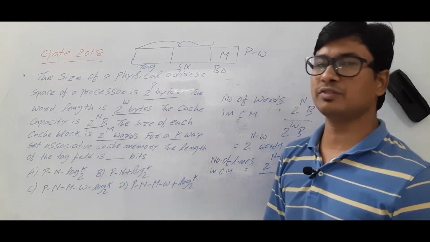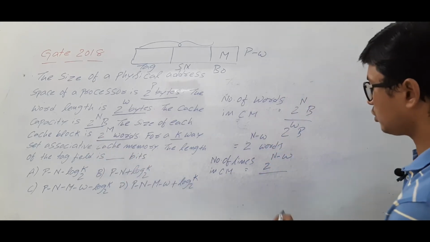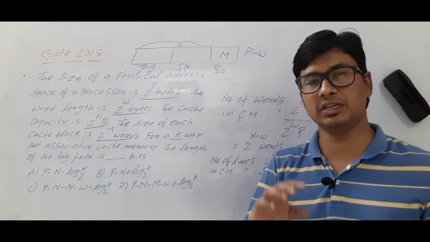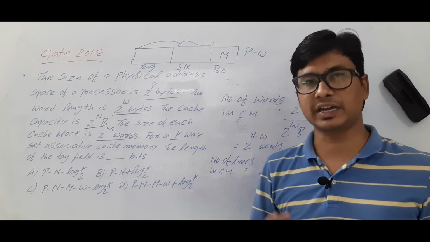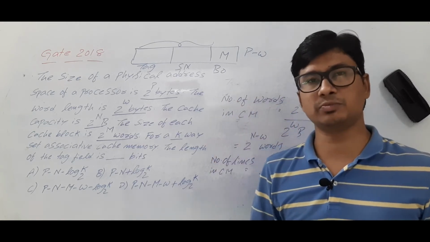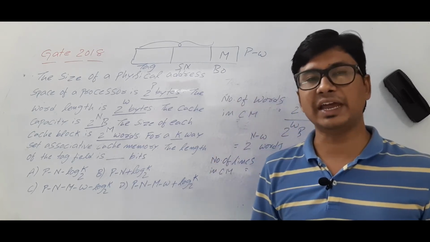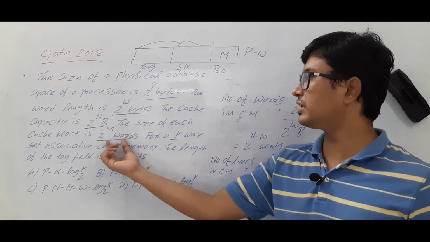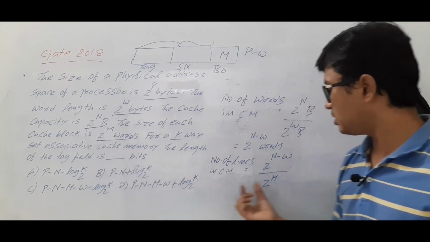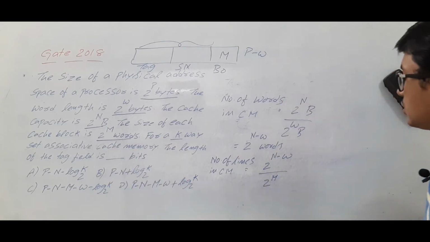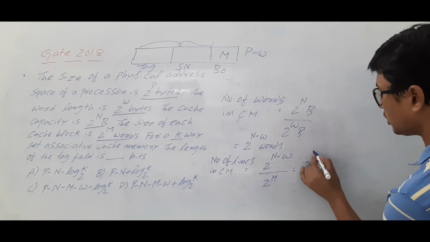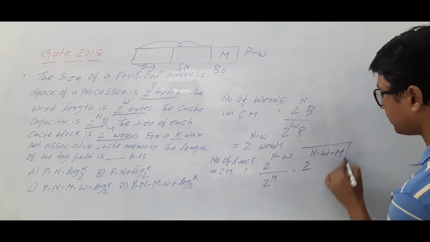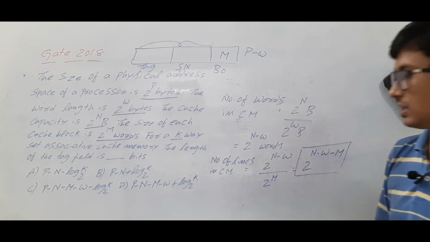And the size of each cache block is 2 power m words. Is it clear? The number of lines in the cache memory is equal to the number of words in the cache memory, or the size of the cache memory, divided by the size of a line. The size of a line is equal to the size of a block. They have given a block as 2 power m words, so that's why I have divided by 2 power m. Then the number of lines is equal to 2 power n minus w minus m. These are the number of lines.